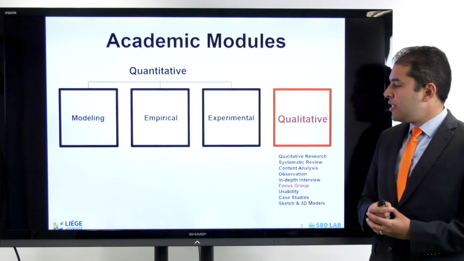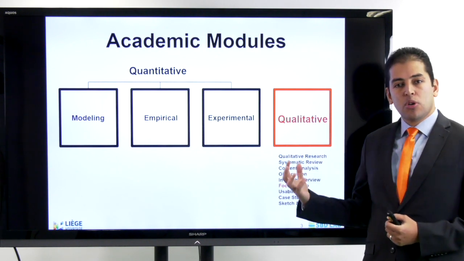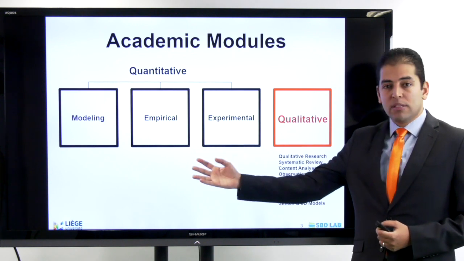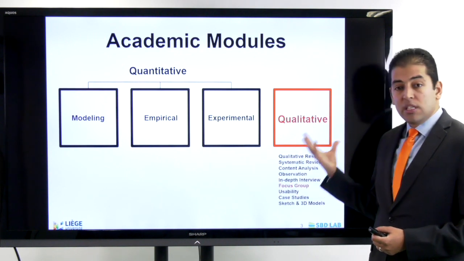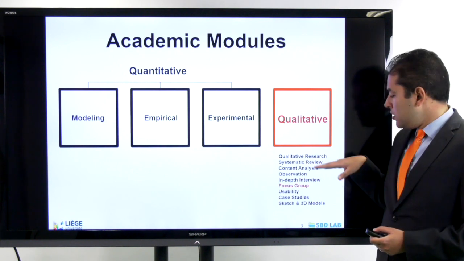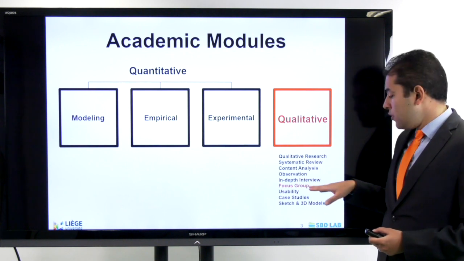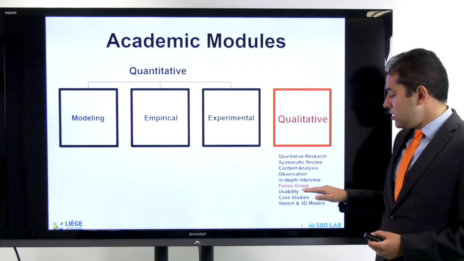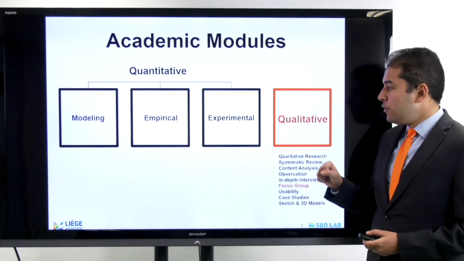In order to present this, I need to first explain that there are two major types of research methodologies. The quantitative research methodologies, where we look at modeling, empirical, experimental approaches, or the qualitative approaches, where we are looking at different methods to work on systematic reviews, content analysis, observation, in-depth interviews, focus group usability, case studies, sketching, and so on. This presentation is a follow-up on different previous presentations, and it will be focused mainly on the focus group discussion.